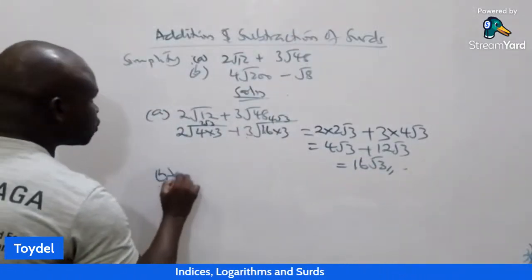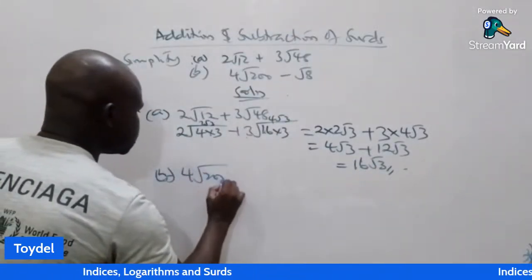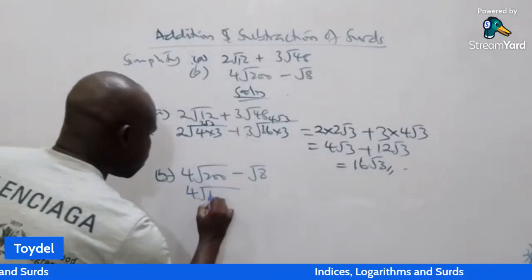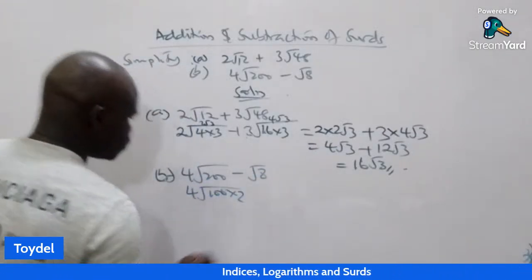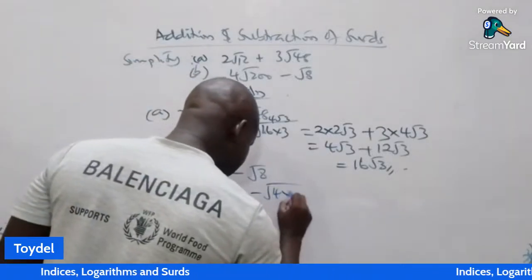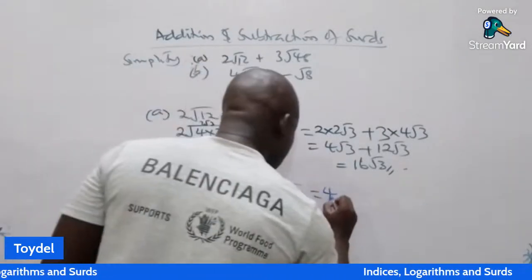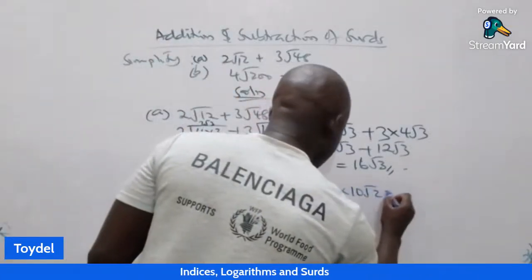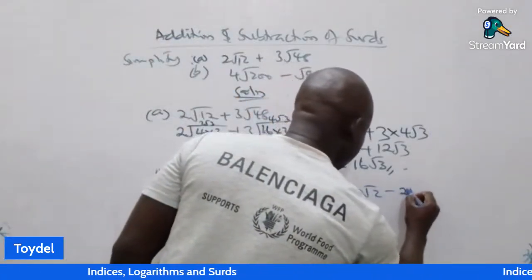Then we'll move to the second one, where we have 400 root 200 minus root 8. Of course, I can break this down to 100 times 2, because square root of 100 is 10, minus, I'll break this to 4 times 2. Then here, I'm going to have 4 multiplied by 1, square root of 100 is 10. That will be 10 root 2, minus square root of 4 is 2, 2 root 2.